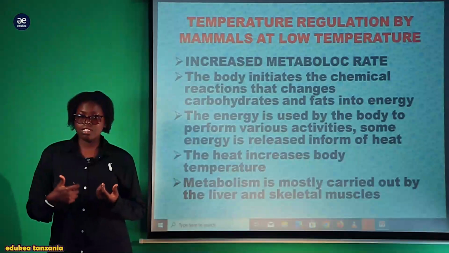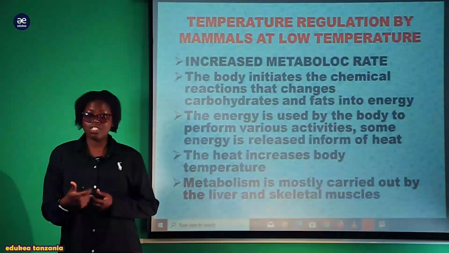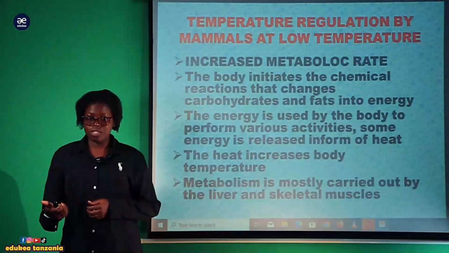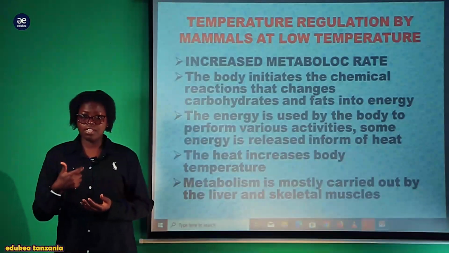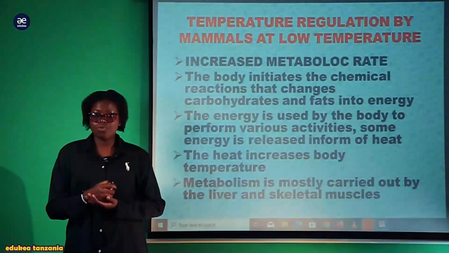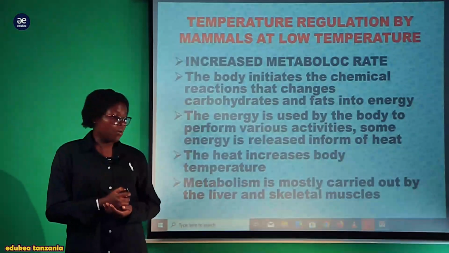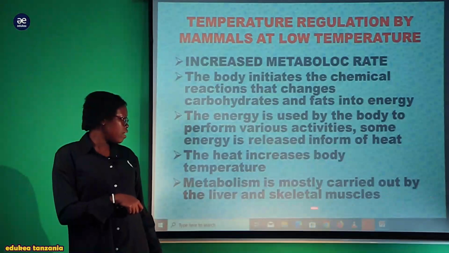So during these different chemical processes or chemical reactions like respiration, the energy which is being released in form of ATP is used by the body to perform a variety of activities. But at the same time, energy is also released in form of heat, which tends to increase the body temperature when the external temperature becomes low. Likewise, the metabolism is mostly carried out by the liver and skeletal muscle.